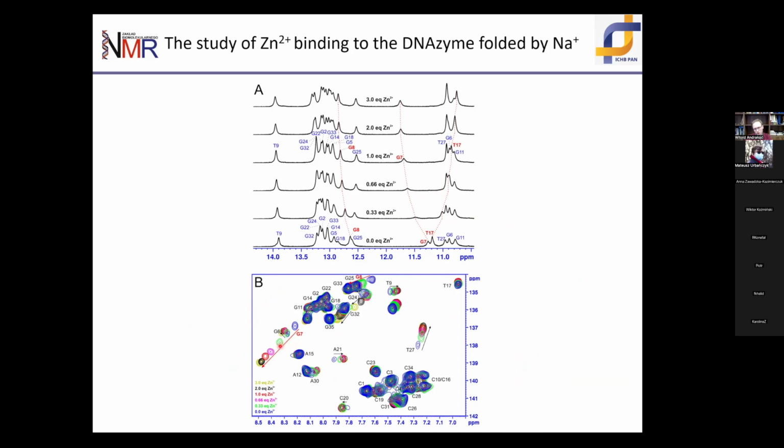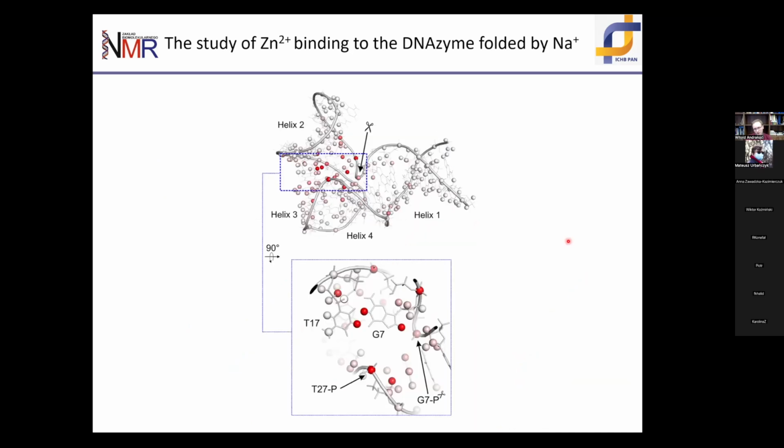We're actually able to see a limited amount of chemical shift changes, just to a few residues in a very well-defined spot. And if we map these chemical shift changes on the structure of the DNA enzyme, we can see that they are all in one part of the structure, which we can assume is the zinc binding site. Unfortunately, the CSP method cannot give you the exact geometry of this site.